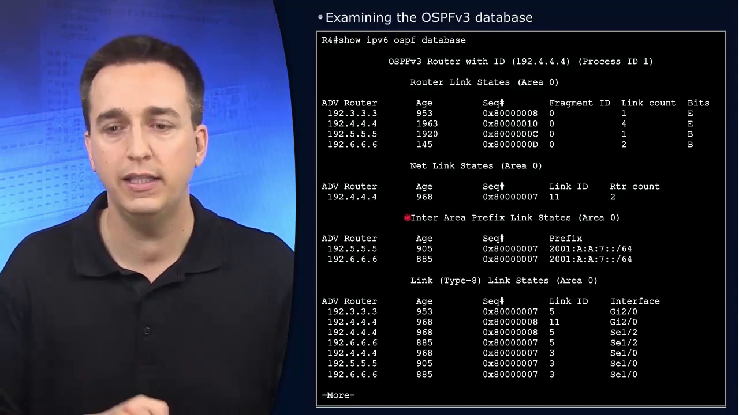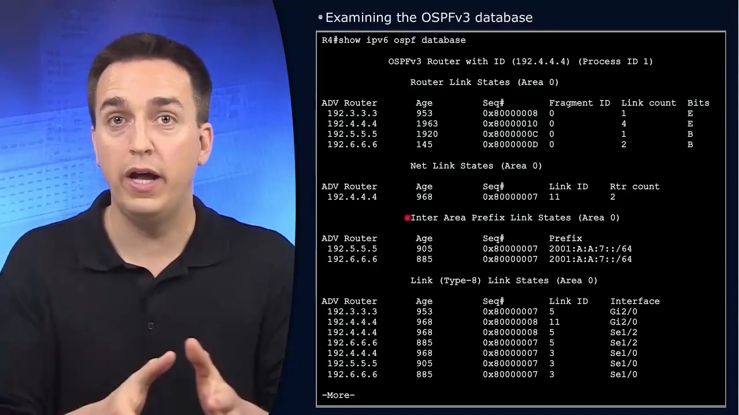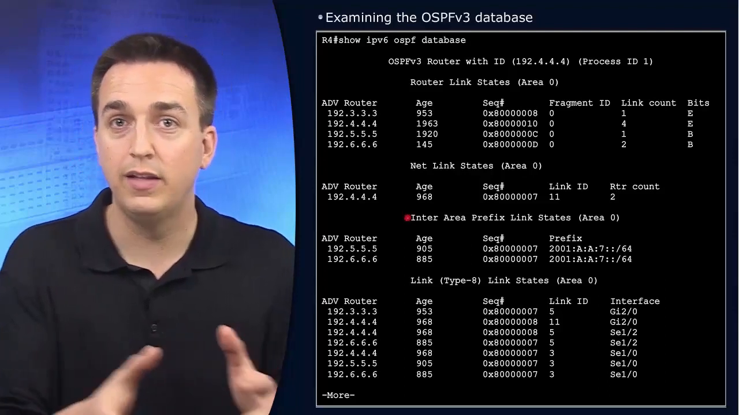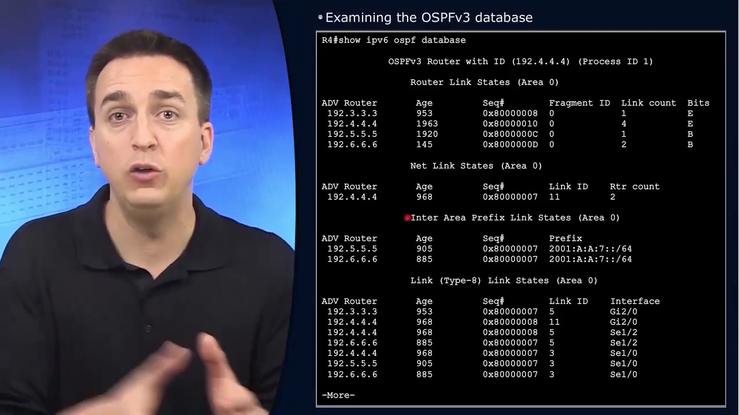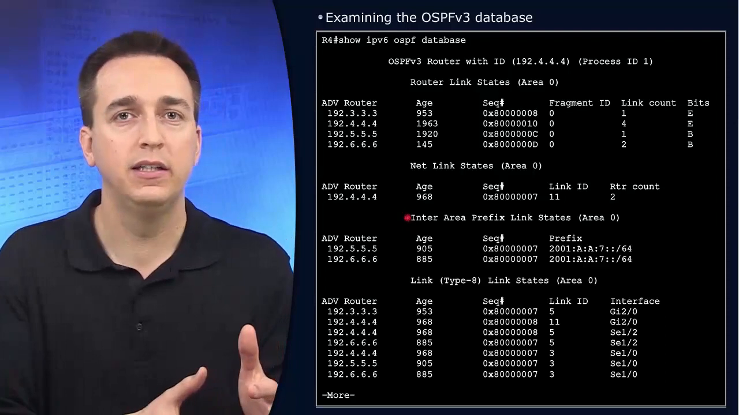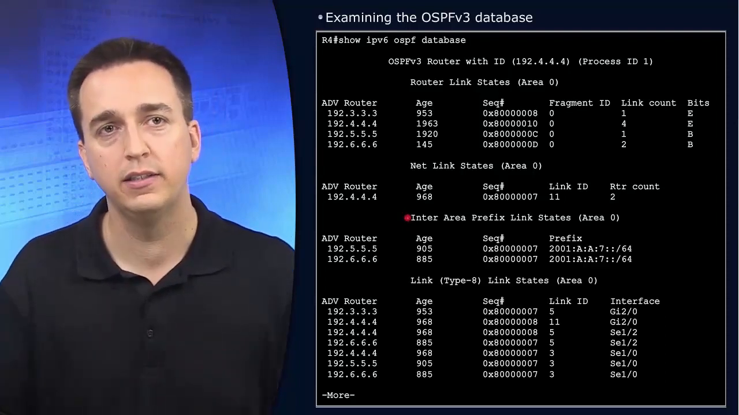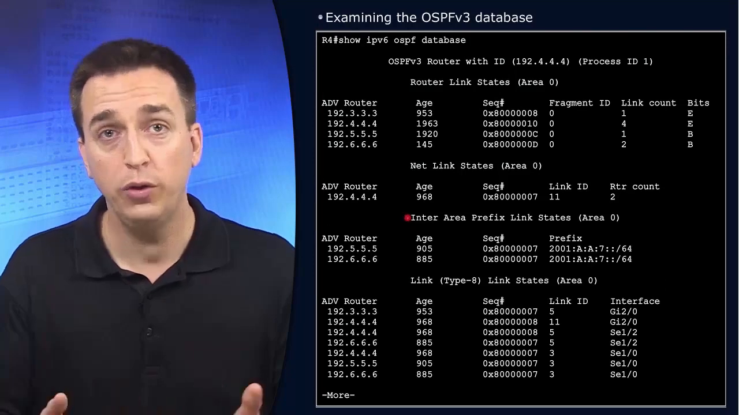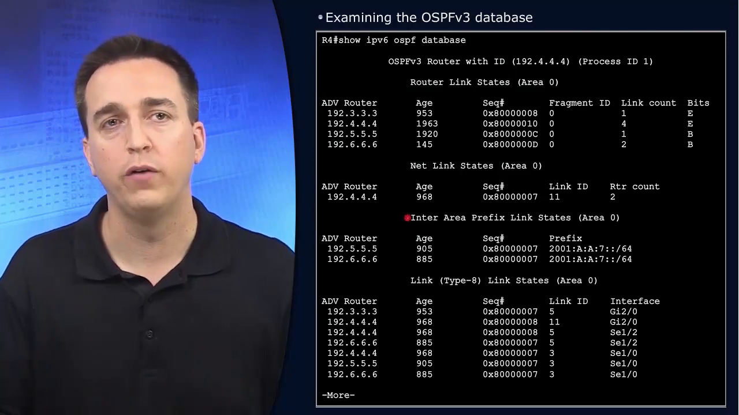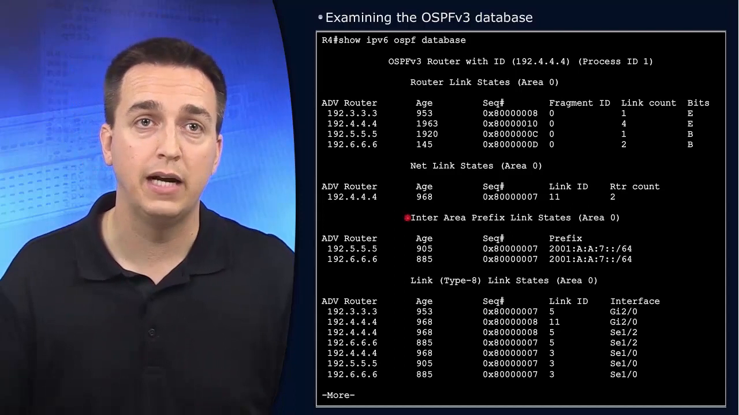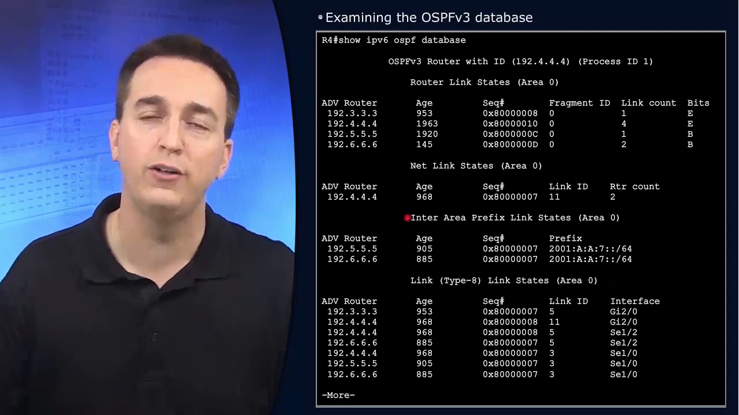So this type 3 LSA says these are the what? These are the prefixes that are outside of this area. And if you want to get to these prefixes, you have to come through me, the area border router. And in this particular case, we have two area border routers that we're learning from, R5 and R6 in this example, at 192.5.5.5 and 192.6.6.6.